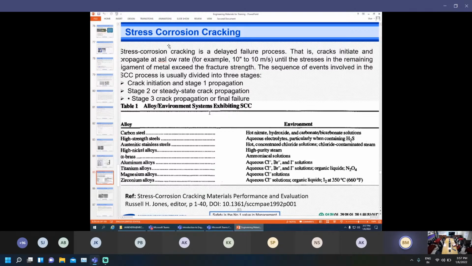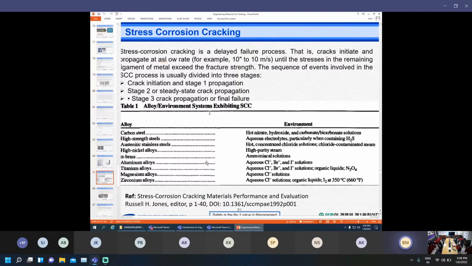So how does stress corrosion cracking happen? First stage is crack initiation. At some point in time in the material, there is a simple crack. In the second stage, there is steady propagation of the crack. The simple crack will grow a little more. And the third stage is final failure, which means it will totally propagate and the material will fail.